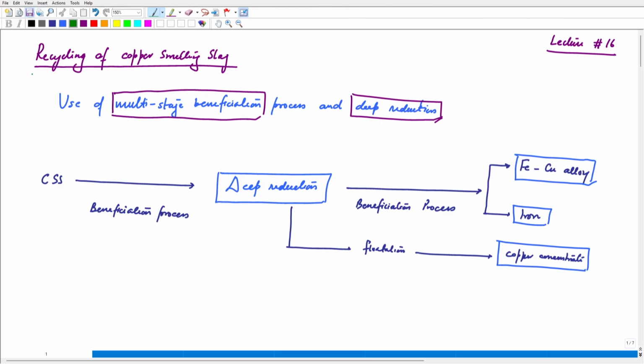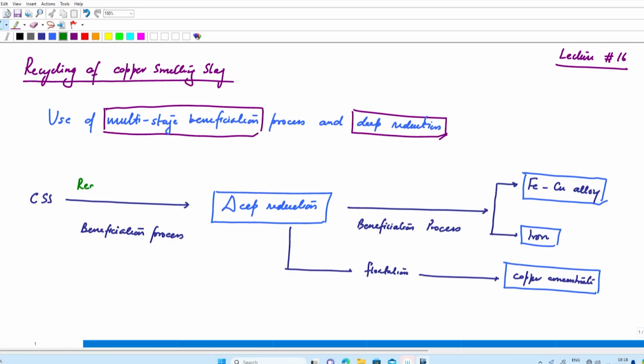So, if we have CSS as a starting raw material, we have reduction in size, and we already know the crushing and grinding process is already done, and then we go for deep reduction. We have three different categories. We can have coal based reduction, or we can have oil based reduction, or we can also have gas based reduction. So different types of additions can be made to give us different types of products. And of course, at times we would need further beneficiation processes after the reduction itself.